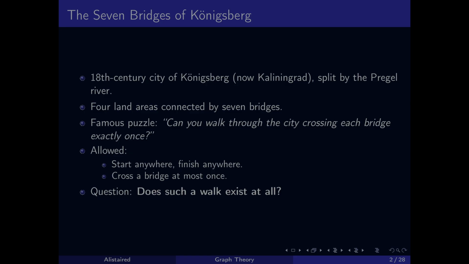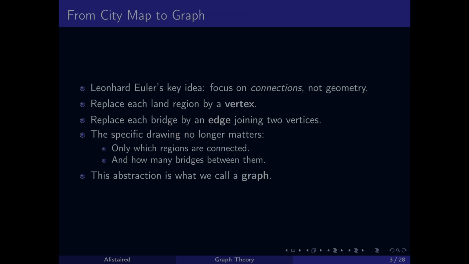Now, this riddle was answered by the famous mathematician Leonhard Euler, who, instead of thinking in terms of geometry or geography, thought about an abstraction of the city. He focused on connections, and so he replaced each landmass by a simple point, a vertex, and replaced each bridge by an edge joining the two vertices. By doing so, he modeled the city as a graph, which is what we call it now in mathematics and computer science.